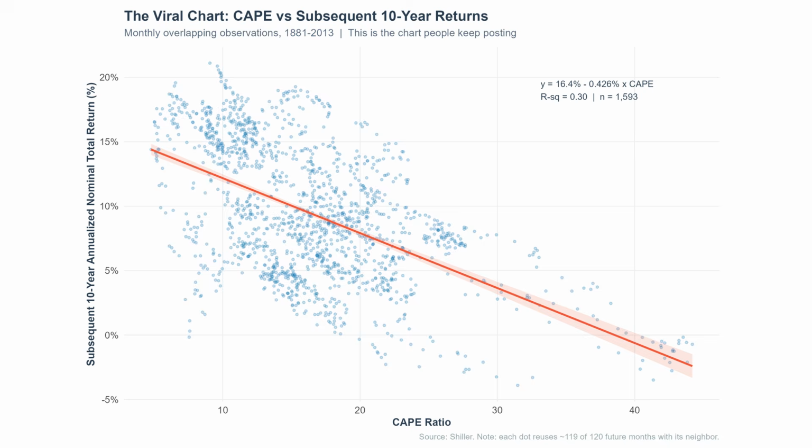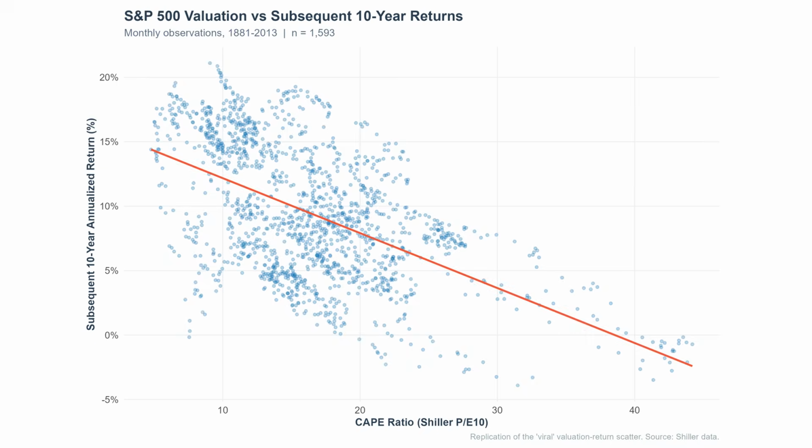It really is. It's beautiful. I mean, from a purely aesthetic standpoint, it is incredibly convincing. Oh, totally. When you look at it, you see this incredibly dense, tight cloud of dots. We were talking about an army of over 1,500 individual data points, and they just slope neatly, almost perfectly, downward from the top left to the bottom right.